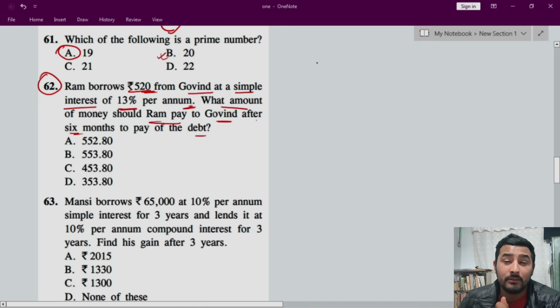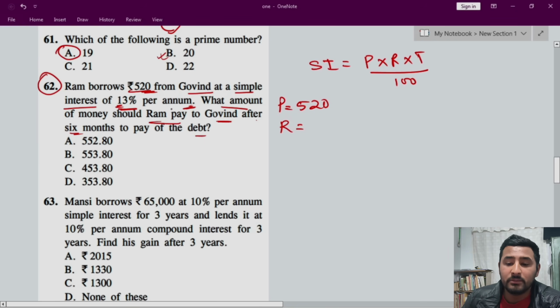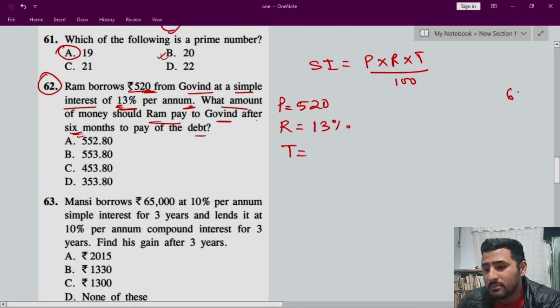So let me recall simple interest. What is the formula? It is principal into rate into time by 100. Here principal is how much? 520. Remember how much they have borrowed. This will be the principal. Rate is how much? They are taking 13%. And what amount of money should Ram pay to Govind after 6 months? Time will be how much? They are taking 6 months. And one year has how many months? 1 year has 12 months.